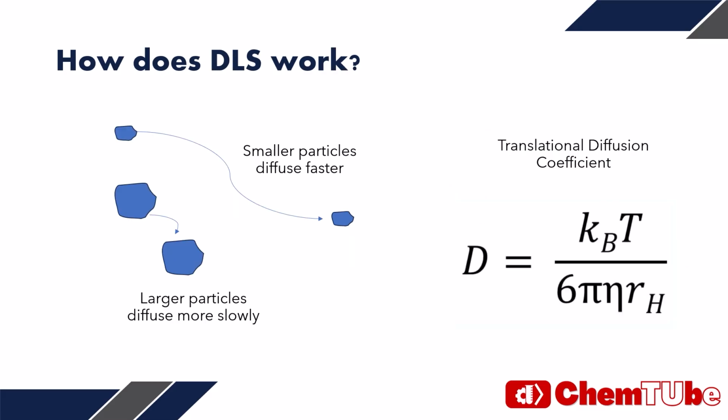In dynamic light scattering, the diffusion rates of particles are crucial for determining their size. Smaller particles diffuse faster, while larger particles diffuse more slowly. The rate of this diffusion, or Brownian motion, is quantified by the translational diffusion coefficient.